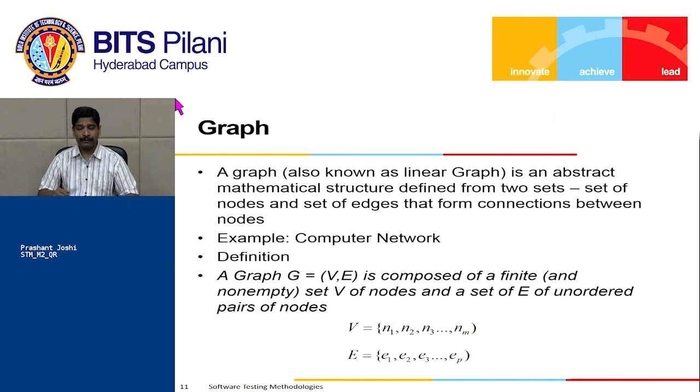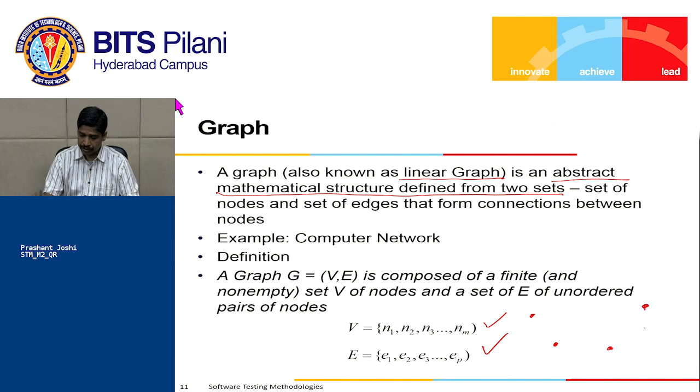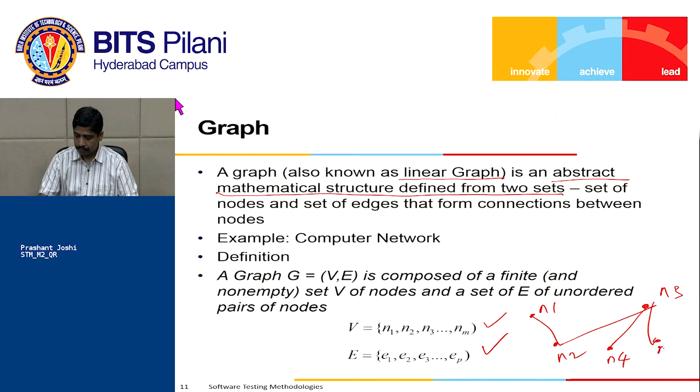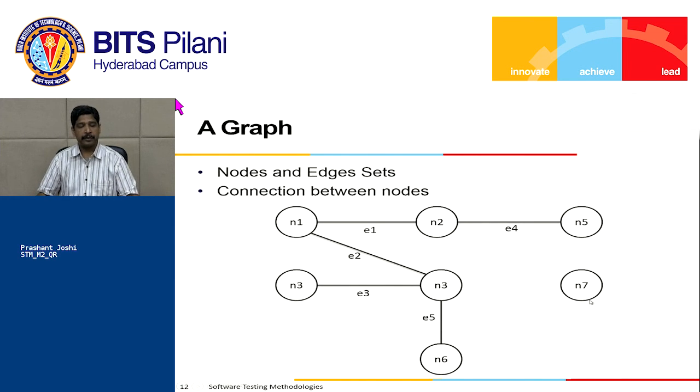Next, we move to graph. Linear graph, an abstract mathematical structure defined in two sets. Nodes and edges. I have a bunch of nodes and they are connected via edges. This is another representation.